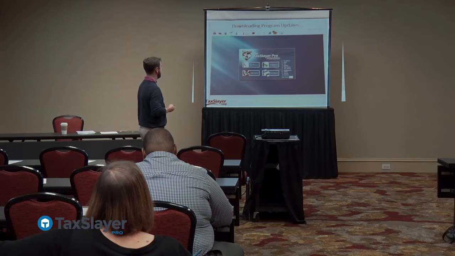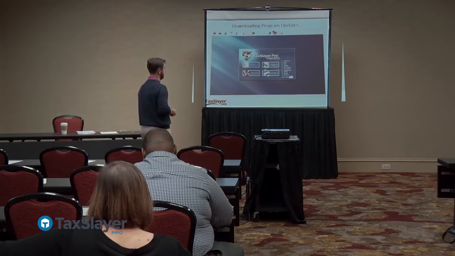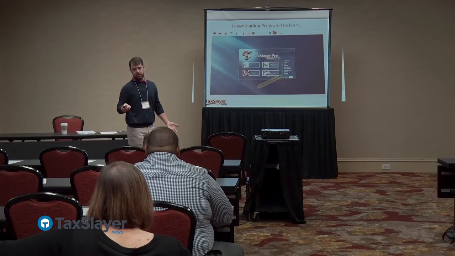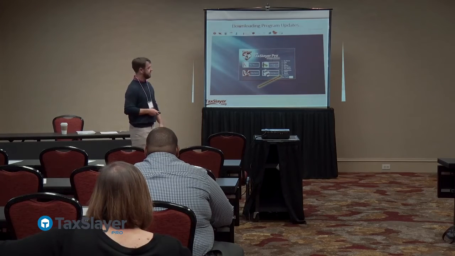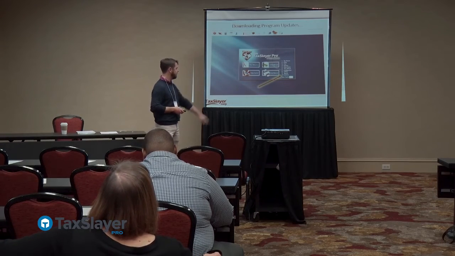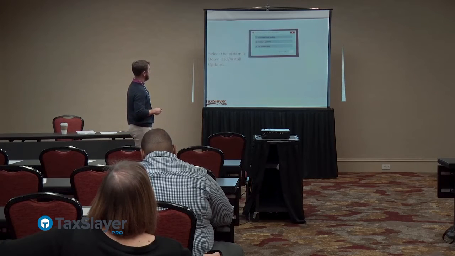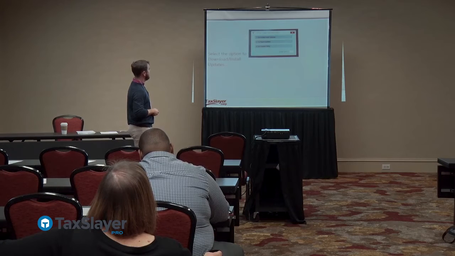Downloading program updates. Okay, so this is what it's going to look like when you open it up. You're going to go to option 10 down there at the bottom. Everybody knows you can either use a mouse or keep your right hand on the number pad and enter the 10 into the enter option box below. Okay, this box will appear. Select the option to download and install updates. That's option 1.